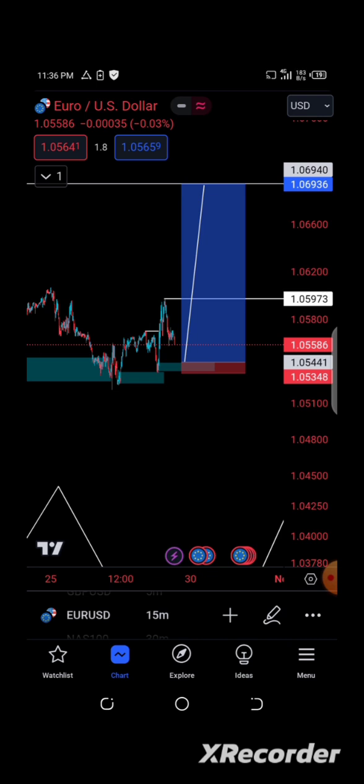Remember, we start on the higher time frame, then we work ourselves to the lower time frame, right? That's all we ever do.